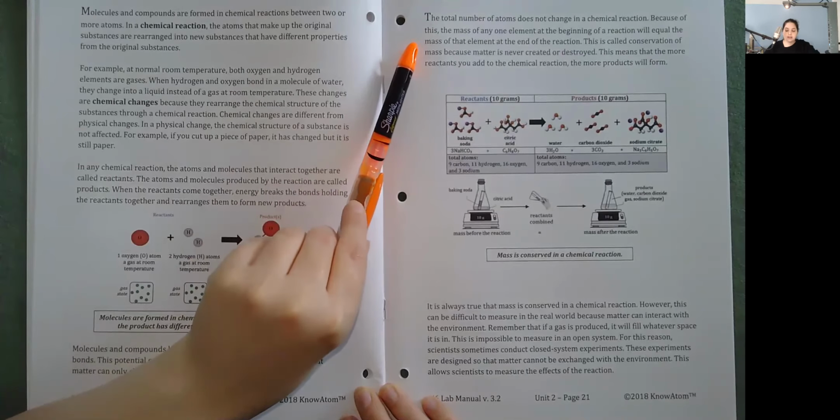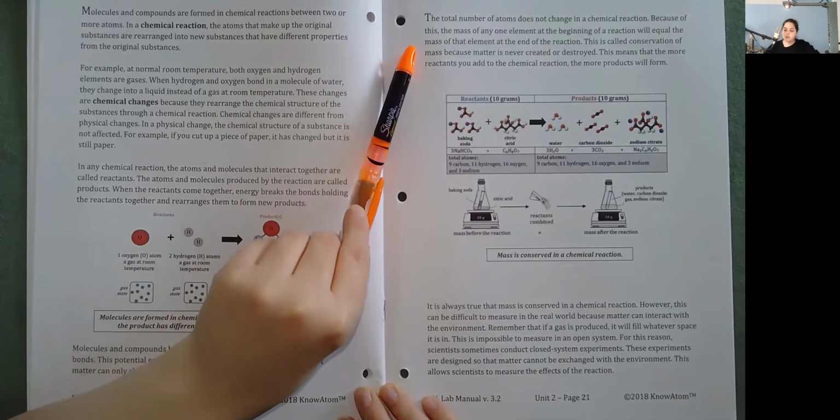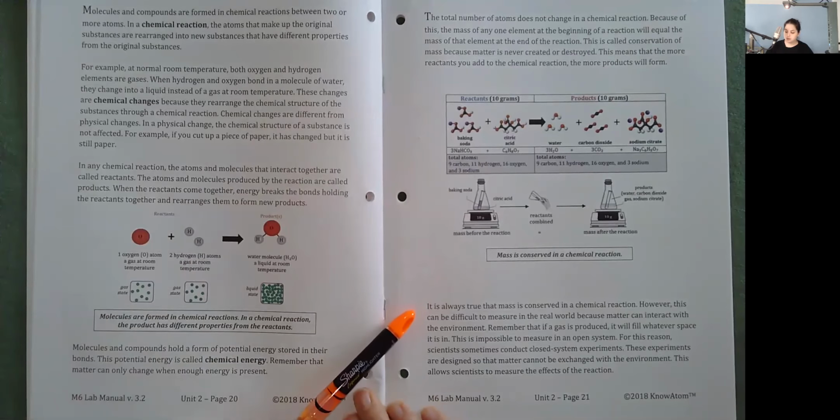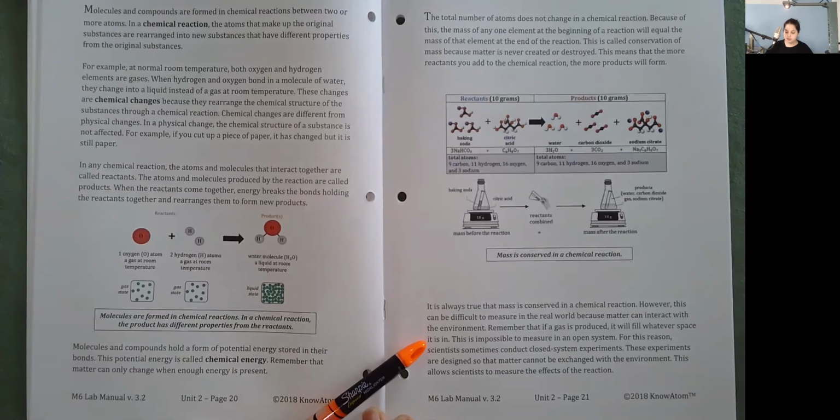This means that the more reactants you add to the chemical reaction, the more products will form. It is always true that mass is conserved in a chemical reaction. However, this can be difficult to measure in the real world because matter can interact with the environment. Remember that if a gas is produced, it will fill whatever space it is in. This is impossible to measure in an open system. For this reason, scientists sometimes conduct closed system experiments. These experiments are designed so that matter cannot be exchanged with the environment. This allows scientists to measure the effects of the reaction.